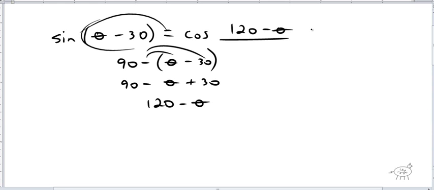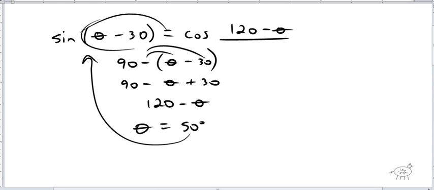Okay? You could test it with a value. How about when theta is equal to 50 degrees? Well, if I put that in there, 50 minus 30 is 20, right? And what should this be? Well, 120 minus 50 is 70. Perfect. 20 and 70 are complementary. Okay? So it's very, very important that you guys know what you're doing with cofunctions.